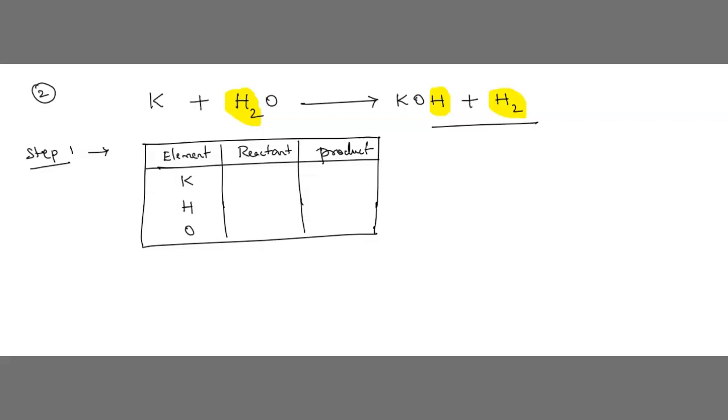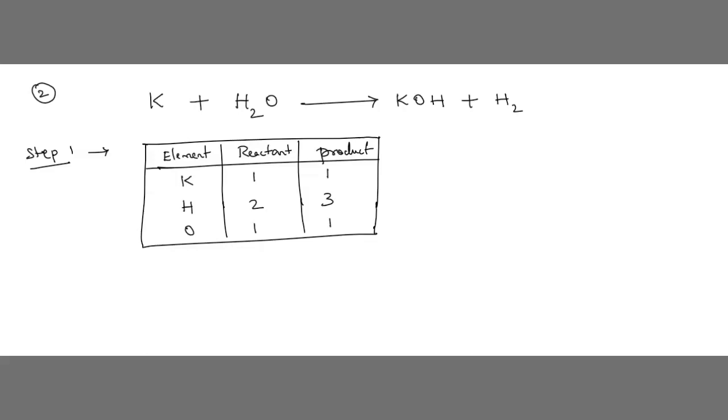In this case, what should we do? We have counted the number of elements. Okay, first let me count the elements, then we decide. Till you practice, you can follow this method. After you practice, then you can follow other methods. How many K do we have on the reactant side? 1. How many H? 2. How many O? 1. Next, product side. How many K? 1. How many O? 1. How many H? That is 3. So totally we have 3H.